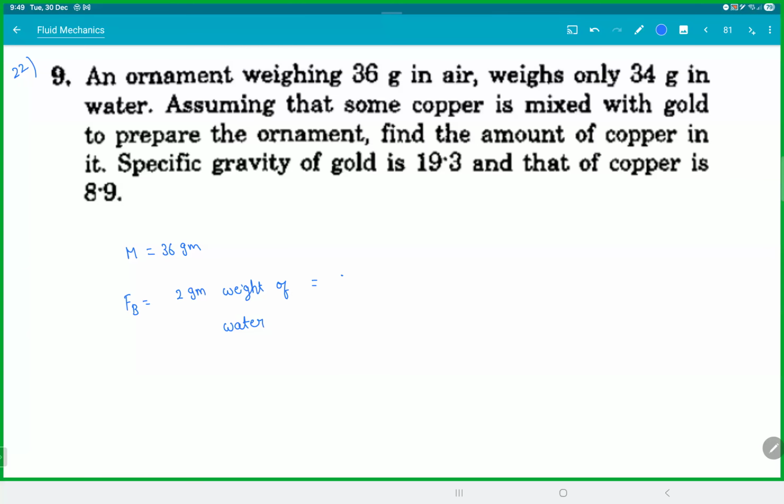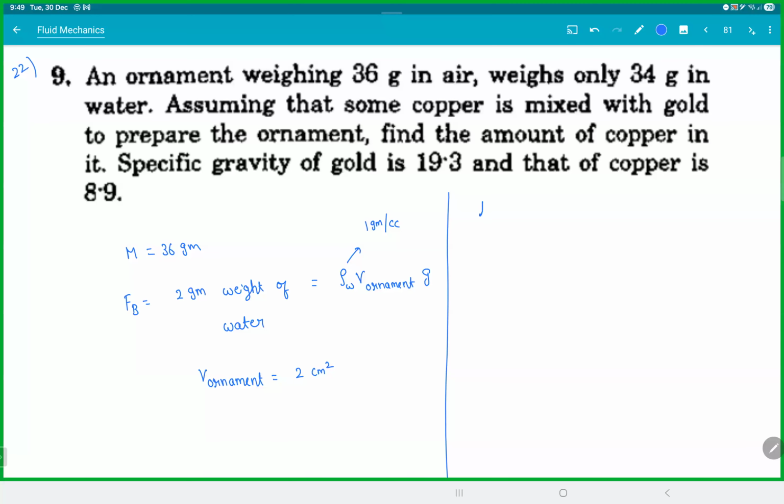This must be nothing but density of water times volume of the ornament times g, so that's 2 gram weight. The density of water is 1 gram per cubic centimeter. So from here, we will get the volume of the ornament is 2 cubic centimeters. So when you immersed it in the water, it displaced 2 cubic centimeters of water, which is equal to 2 grams. So that's why 36 grams started looking like 34.